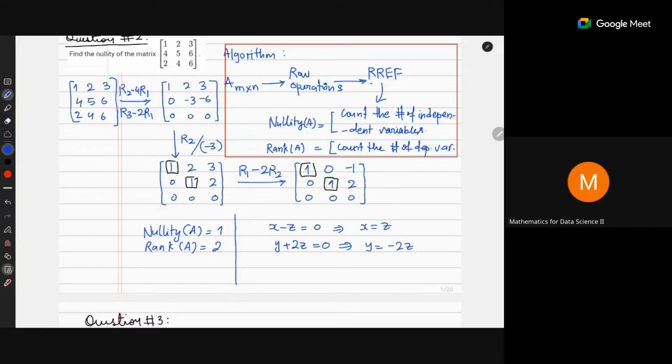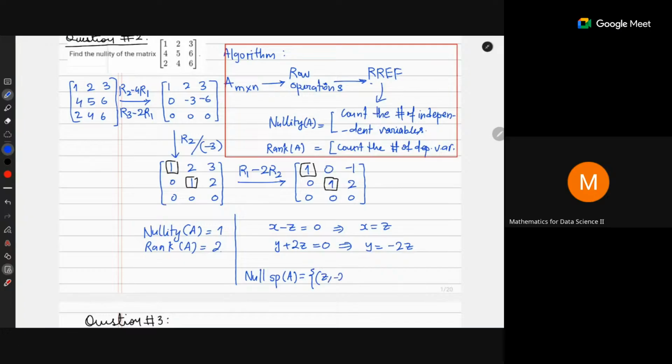As you can see while solving for null space, X is written in terms of Z, and Y is also written in terms of Z. In this way, we say that X and Y both are dependent on Z, and Z is the only independent variable. In case you are wondering how to find the independent and dependent variables, this is how. And what will be the null space of A? It will be the span of X, Y, Z. So what is X? X is Z.